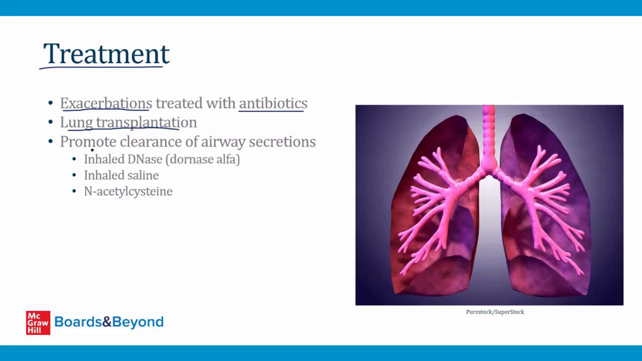So first of all, there are a couple of treatments that promote clearance of airway secretions. One of these is an inhaled drug called DNase. It's also called Dornase alpha, and it basically thins the mucus so that it will move more easily. Inhaled saline is simply sodium chloride in water, and it basically hydrates the mucus so that it will move more easily. And then N-acetylcysteine is another substance that can be used to thin the mucus and help it to move more easily.